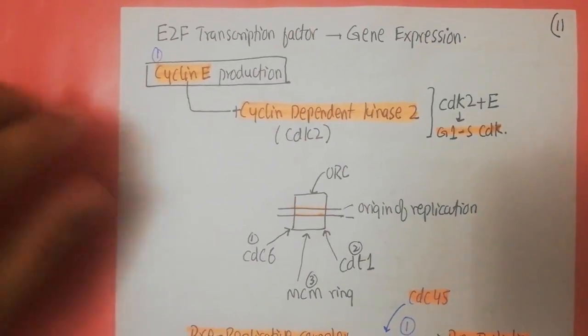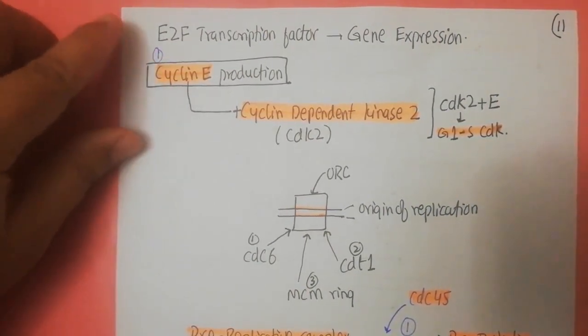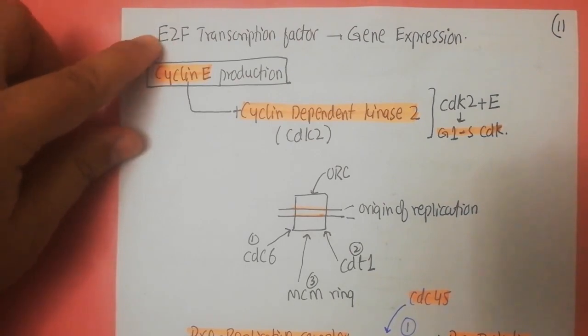Welcome back to this next video in the series of lectures on the cell cycle. If you remember, in the last video I told you that the E2F transcription factor is released from the retinoblastoma protein by the action of the G1 CDK, and by G1 CDK I mean the complex of the cyclin D and the CDK4.